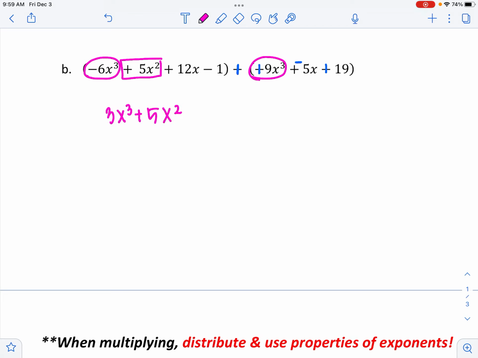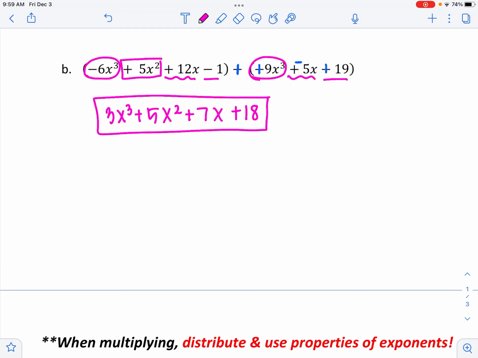Now I'll look for any linear terms. That's the first power. So I have a 12x and a negative 5x, which is a positive 7x. And last but not least, I'll look for any constants. Negative 1 and positive 19 is positive 18. So there's my polynomial function.